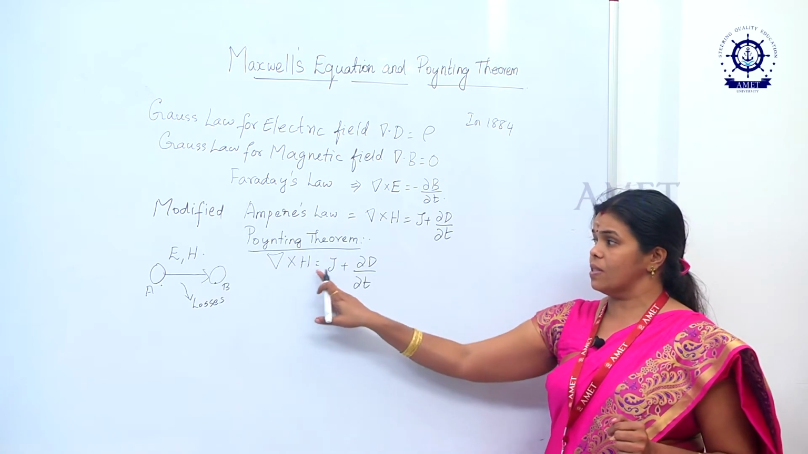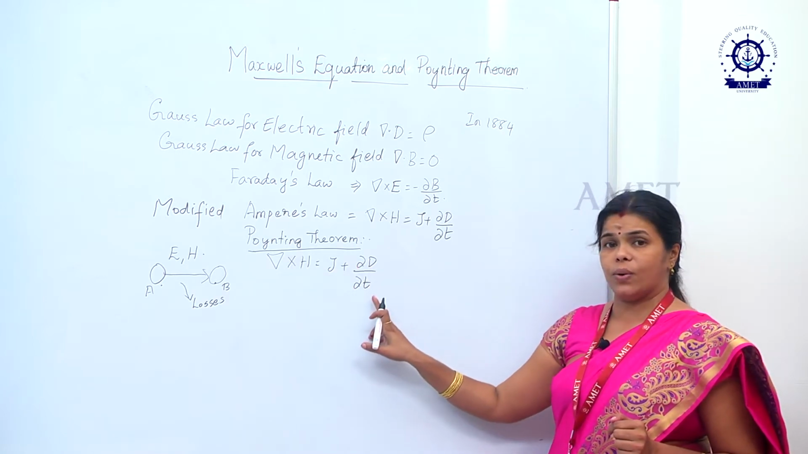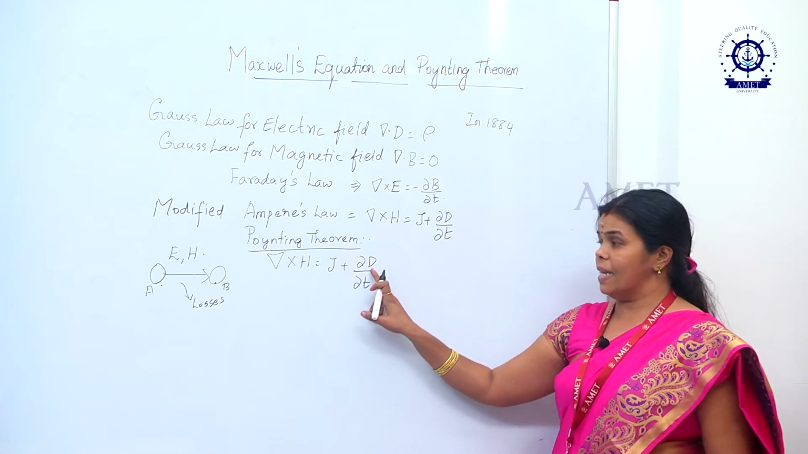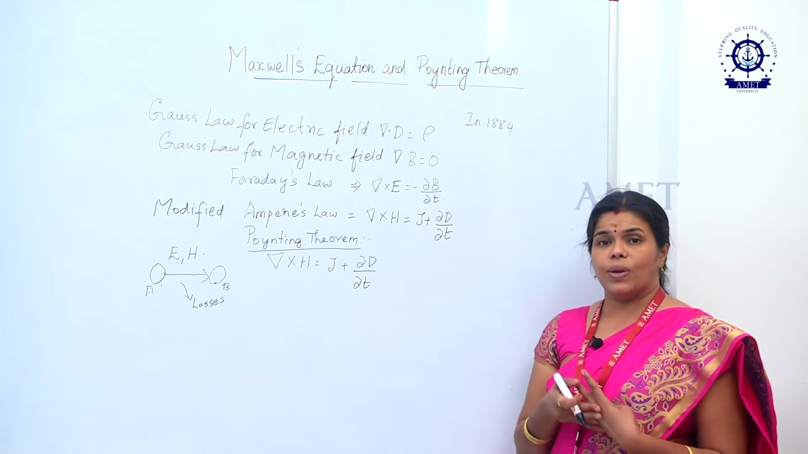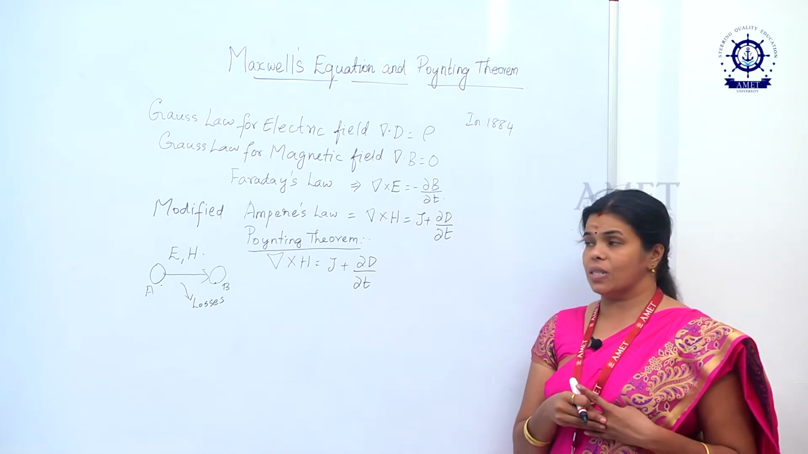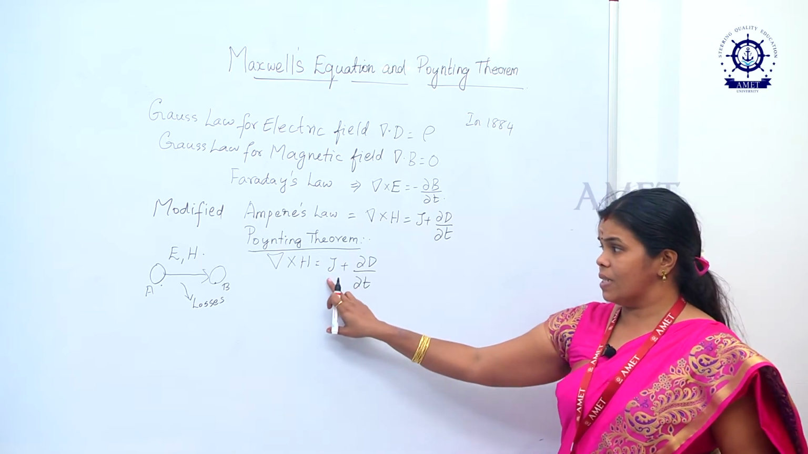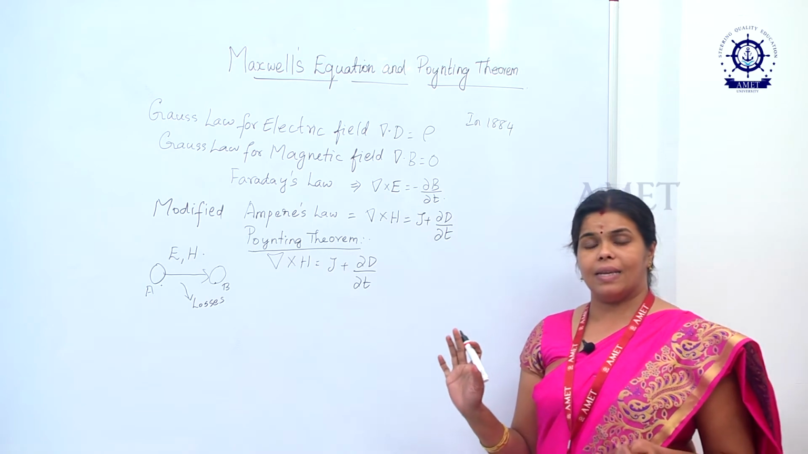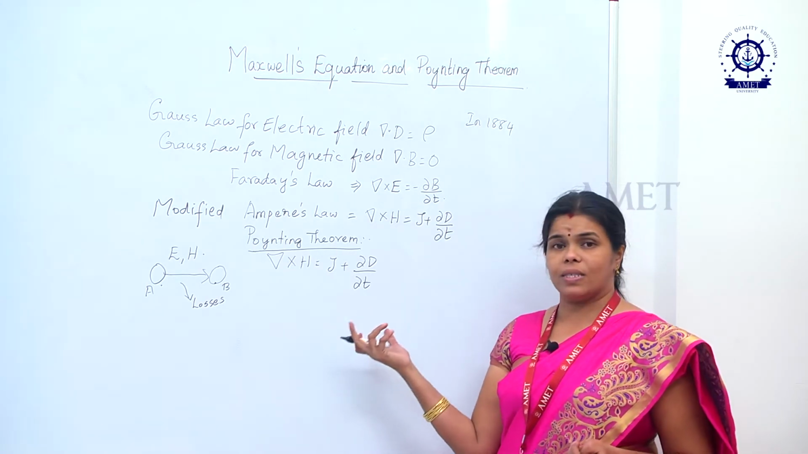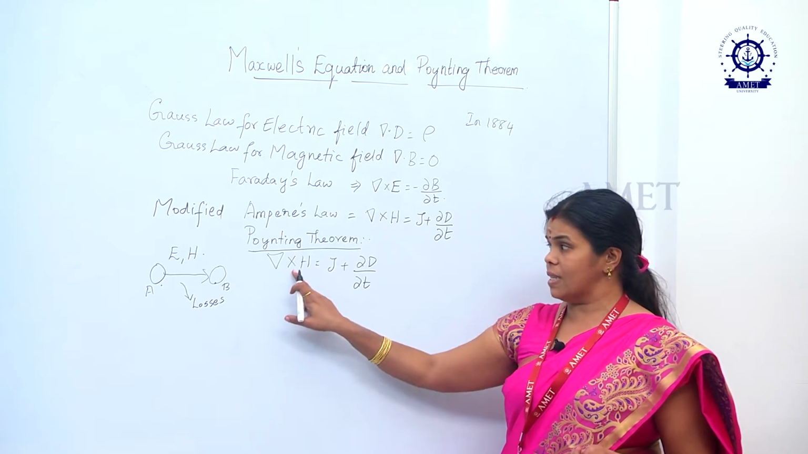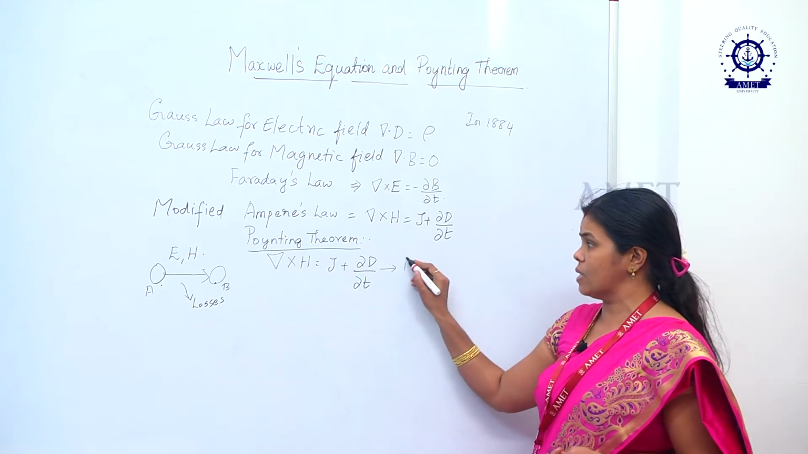So del cross H, which is equal to J plus dou D divided by dou T. What is this J? J will be the conduction current and D will be the displacement current. So in a conductor we are having both the displacement as well as the conduction current. So taking this equation, then we have to find out the dot product. In electromagnetic theory we are using the dot as well as the cross product. So take the dot product of this equation, we can name this equation as 1.